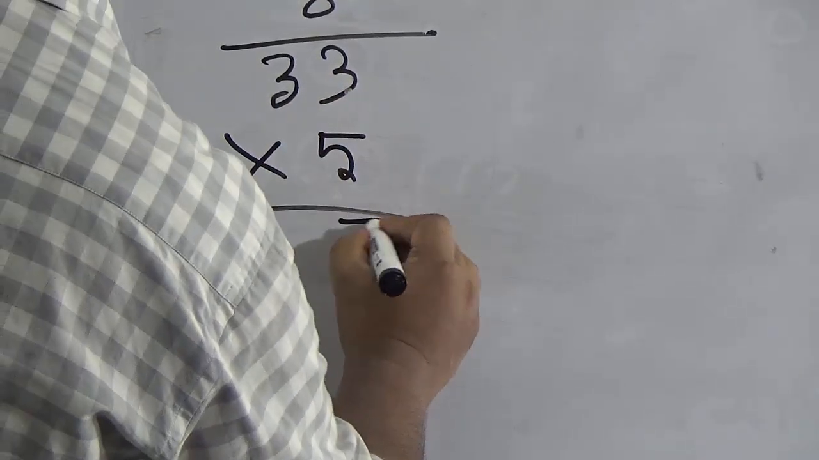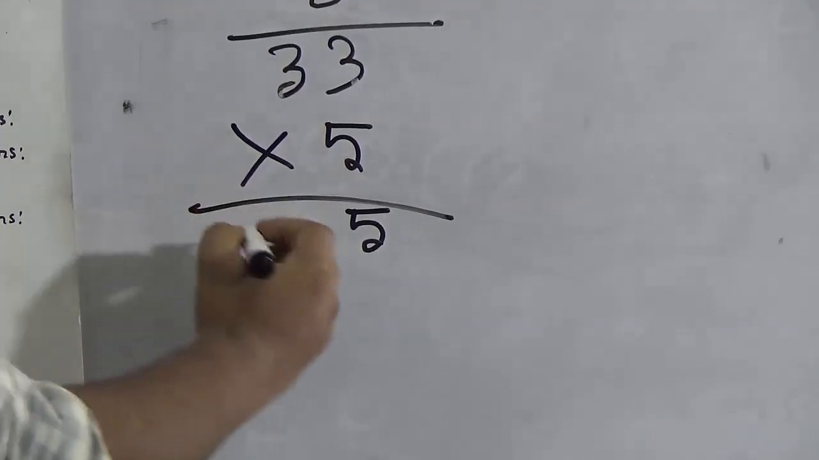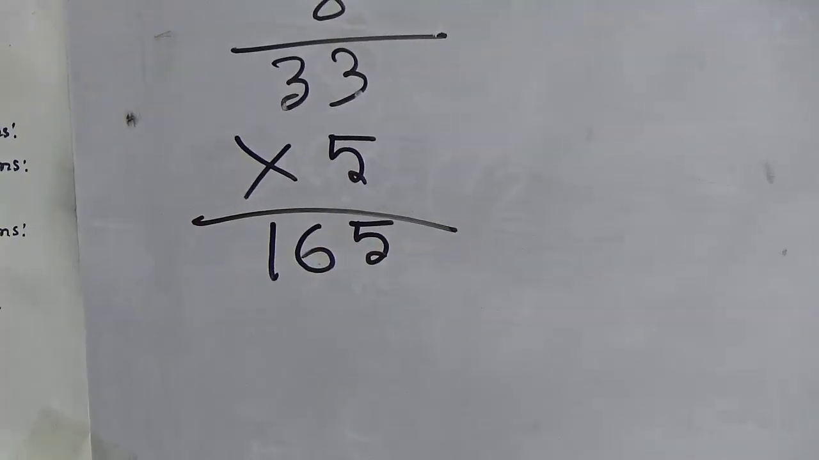5 threes are 15, carrying 1. 5 threes are 15 and one more is 16. So 165 is the answer.